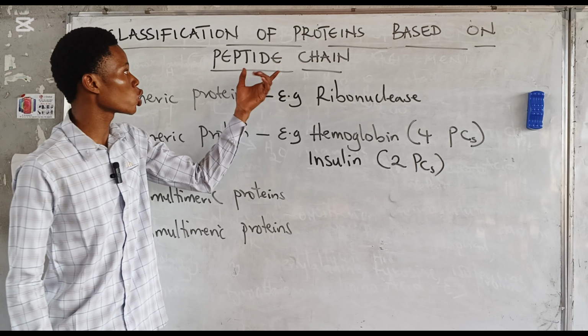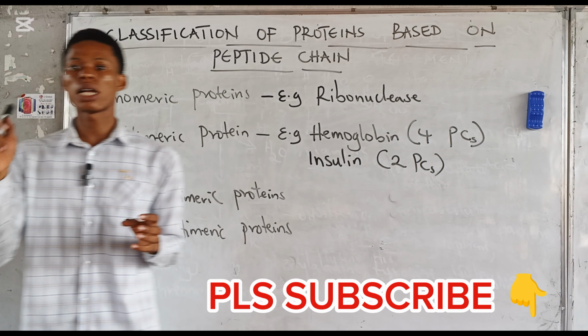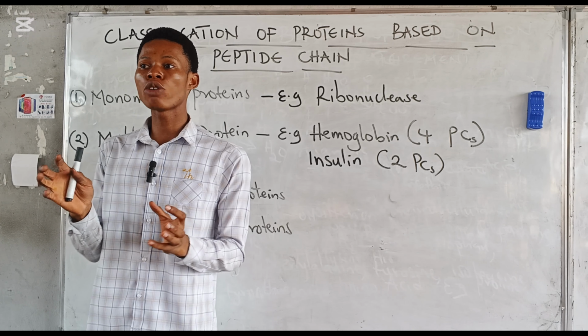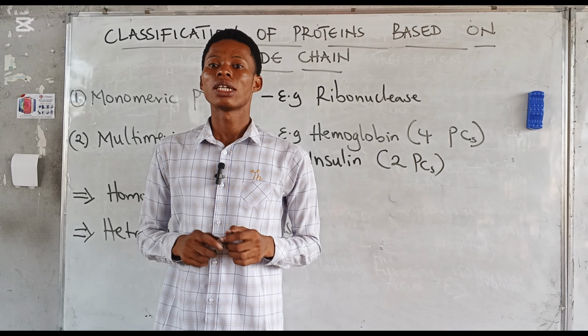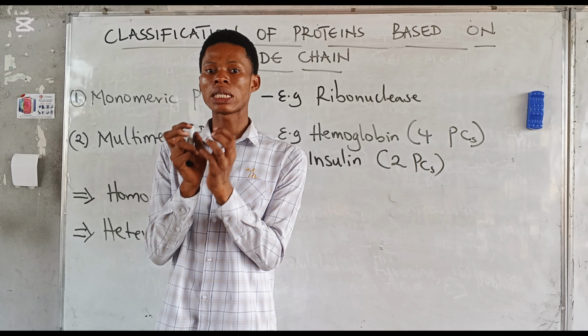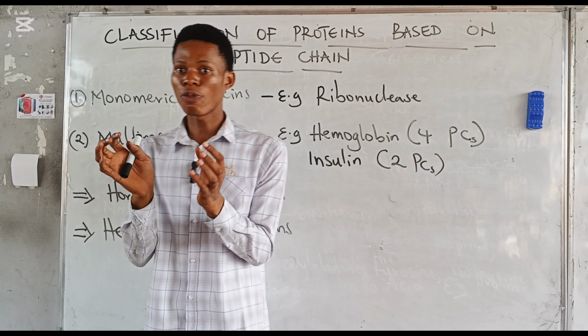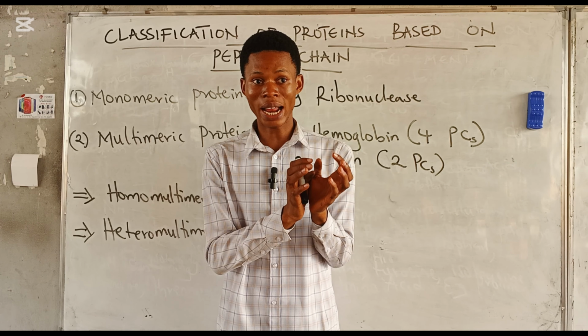Classification of proteins based on peptide chain. Alright, so we know that the building block of protein is what? Amino acids, right? Now, amino acids are linked together by peptide bonds, right? Now, if we have two amino acids linked by peptide bond, we call that a dipeptide. If you have three, tripeptide.